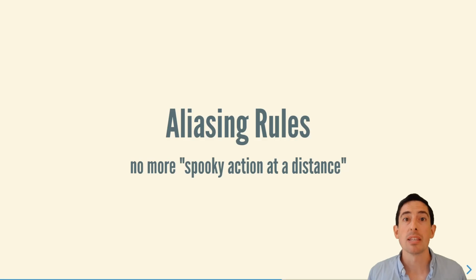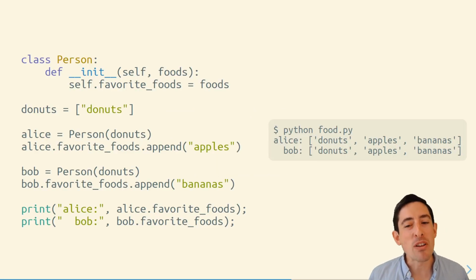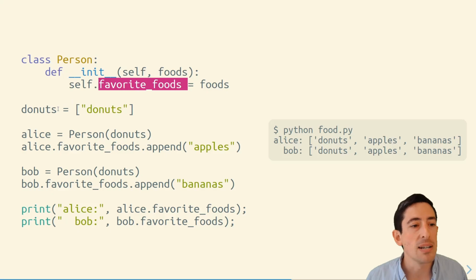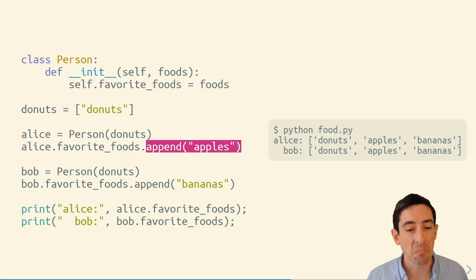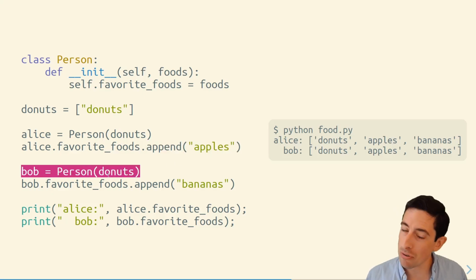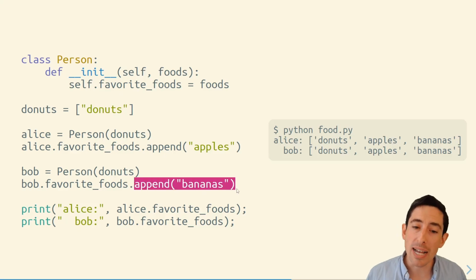All right, the last big section, aliasing rules. What is spooky action at a distance? Well, it's a metaphor from quantum mechanics, but it's this bug, right? We've all written this bug. What have I done? I've got a person. Each person has favorite foods. Okay. Everybody likes donuts. So when I create Alice, I give her the list that just has donuts, but Alice also likes apples. All right. Now Bob likes donuts too, because everybody likes donuts, but Bob also likes bananas.